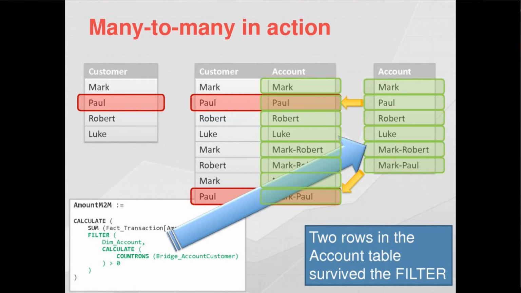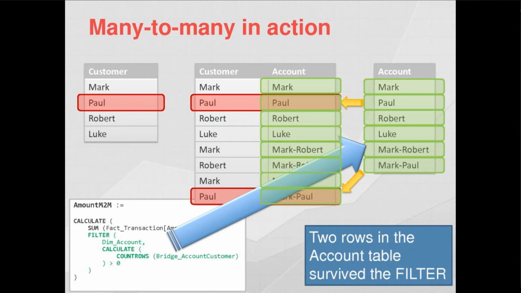So when calculate starts to work, it looks for row contexts around. If it finds one row context, it destroys it and replaces it with an equivalent filter context. So calculate will take the row context on Mark and say, hey, this is a row context, I remove it and I create a filter context instead. That filter context is applied to the model and propagates to the bridge table. So now the bridge table is feeling two different filters. One is coming from the customer and it is filtering the table. The other one is coming from the account and it's filtering the table too.